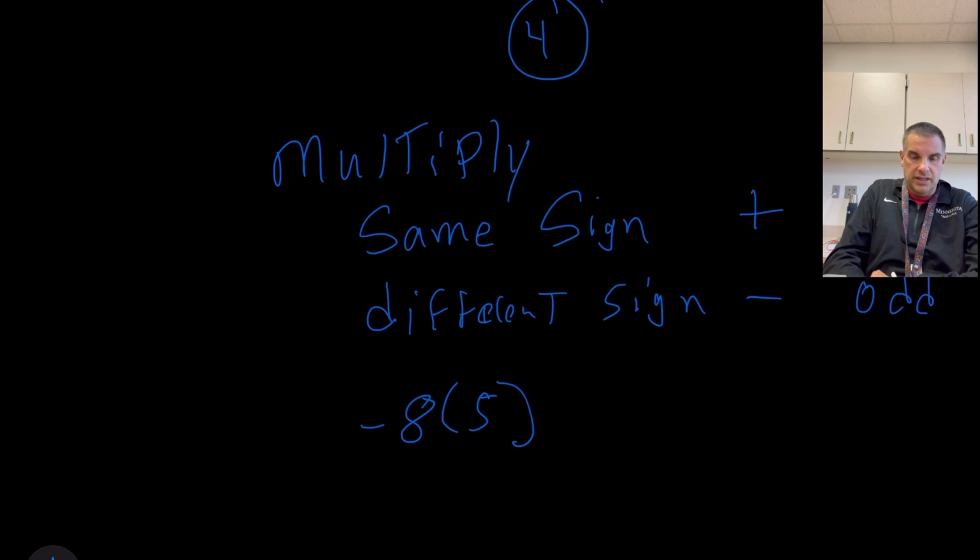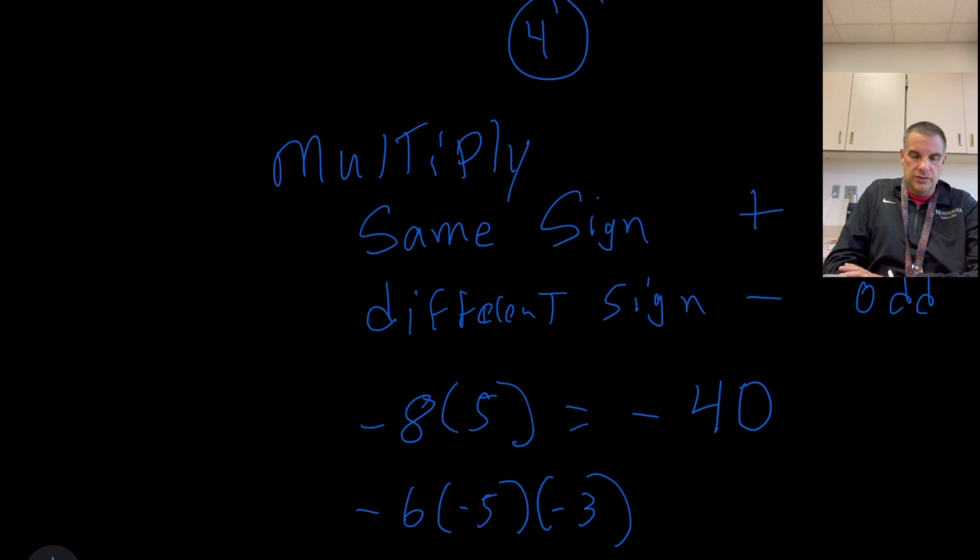So if I have something like negative 8 times 5, I've got different signs. I've got one negative sign. So that tells me that this is going to be negative 40. And again, more than likely, you are going to use your calculator.